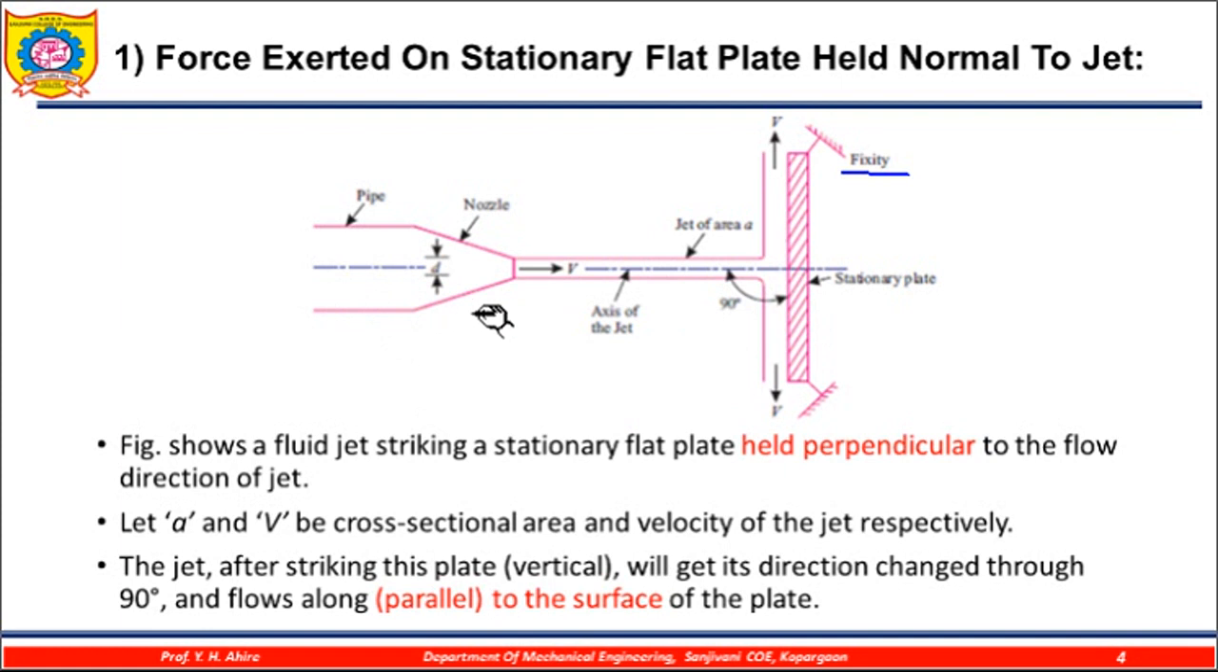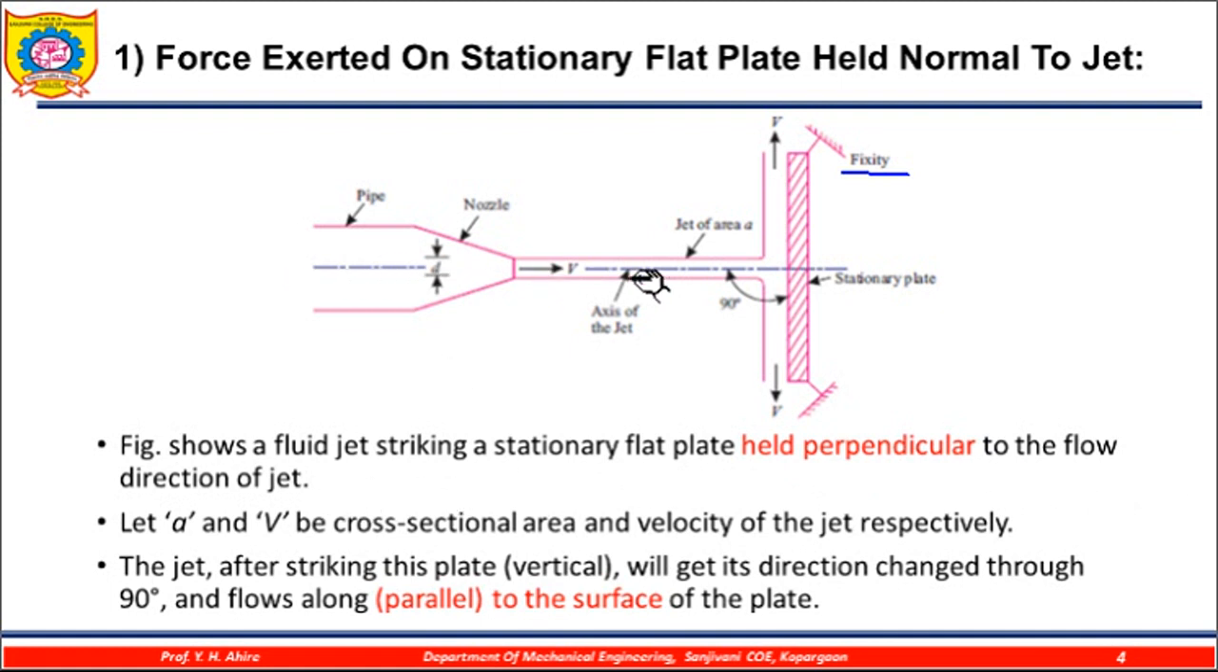This is a pipe. On the end of the pipe there is a provision of a nozzle. The nozzle will produce a high velocity jet of a liquid, suppose water. Say d is the diameter of the jet, and suppose small a is the area of the jet. The axis of the jet is made perpendicular to the flat plate. After impacting, the water will flow along the surface of the plate. So water gets deflected by 90 degrees. The figure shows a fluid jet striking a stationary flat plate, which is perpendicular to the flow direction of the jet.